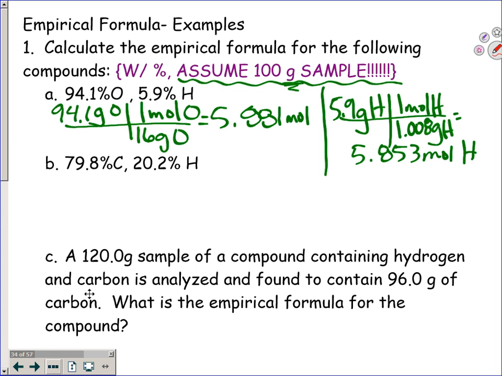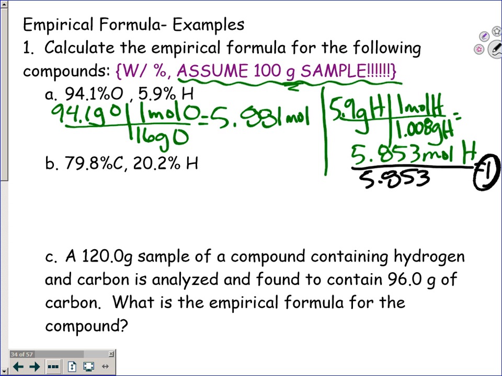Okay, look at our steps. Which step have we just done? We've gotten the moles. We've done step 1. We took our percents. We said, okay, assume a 100 gram sample because I can't work with percents. Now go to moles. We got step 1 done. So guys, what's the next step? So divide by the lowest number of moles. Who's got the lowest moles? Hydrogen or oxygen? Okay, so I'm going to divide both of these by 5.853. Well, what's this one going to be?